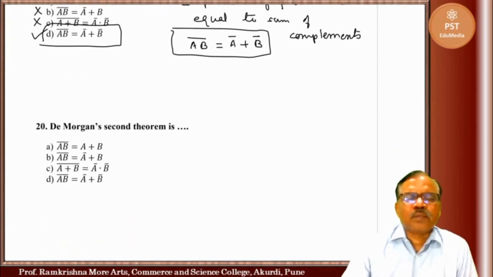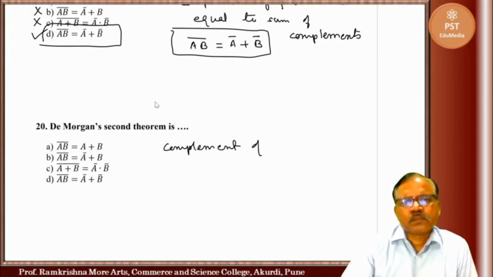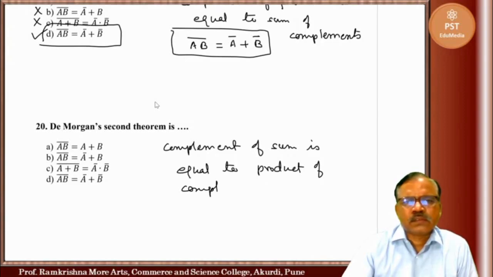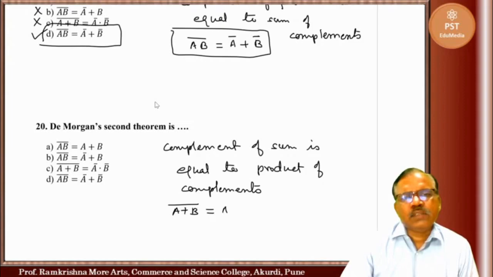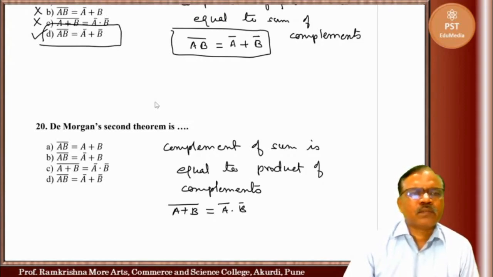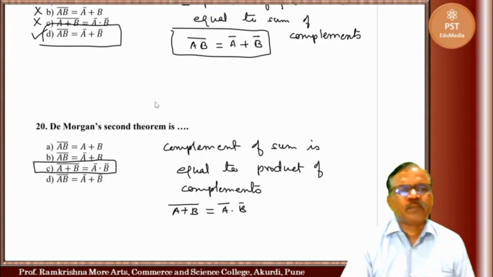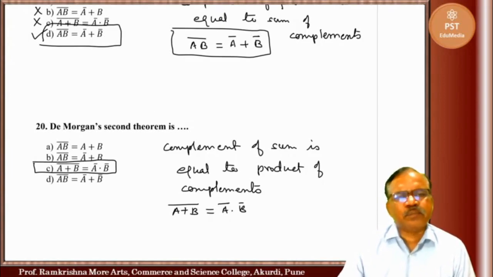De Morgan's second law. Now De Morgan's second law states that complement of sum is equal to product of complements. So here, A plus B sum and then its complement, it is equal to A bar into B bar. So here, complement of A plus B is equal to A bar into B bar. This is De Morgan's second theorem.